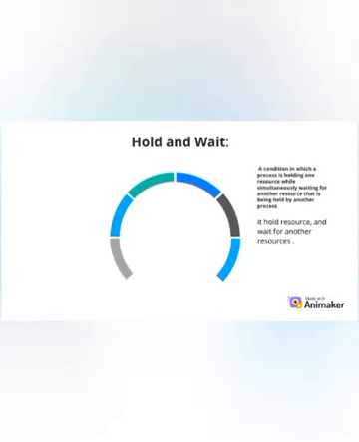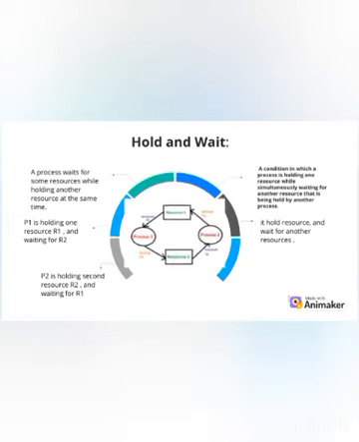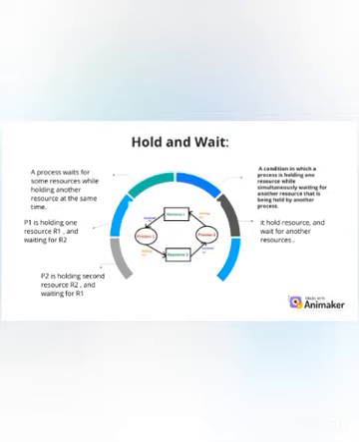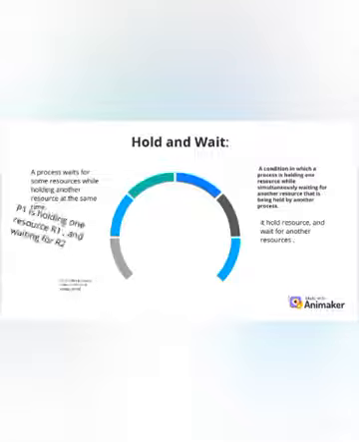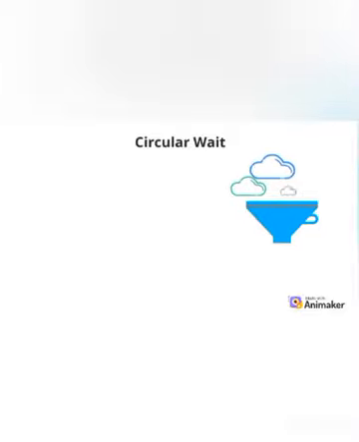The third deadlock characteristic is hold and wait. A process waits for some resources while holding another resource at the same time. As you can see in the diagram, P1 is holding resource 1 and waiting for resource 2, whereas P2 is holding resource 2 and waiting for resource 1. It holds a resource and waits for another resource.